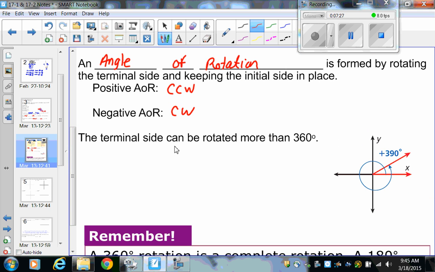The terminal side can be rotated for more than 360 degrees. So if we look at this right here, yes, we could say that if we just did this piece right here, that's 30 degrees. But if you notice, it went all the way around once. So a full rotation is 360, and then I continued a little more and got 390. So if you see something like this, pay attention to how many times it goes around. For every time that it loops around, it's 360 degrees.